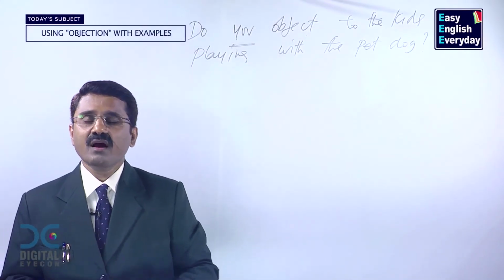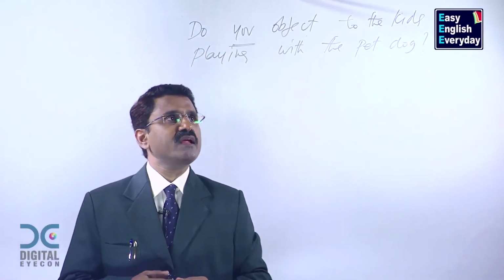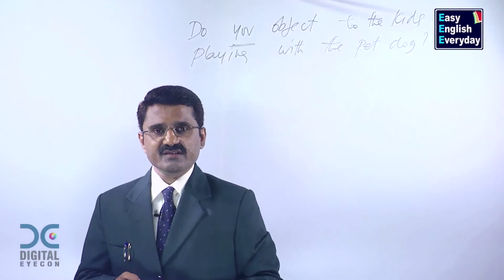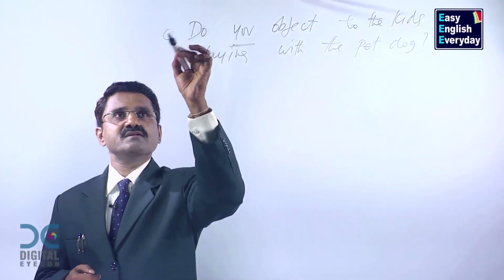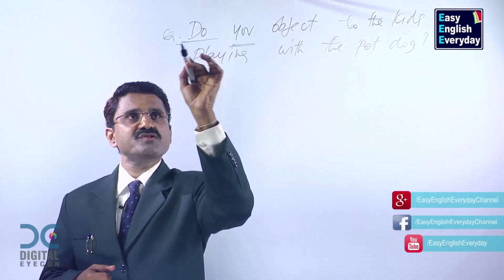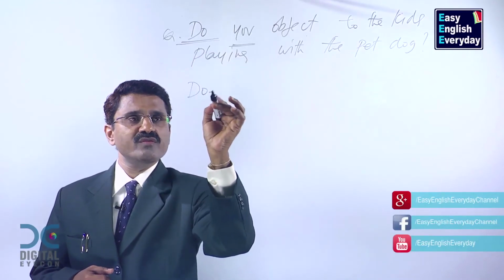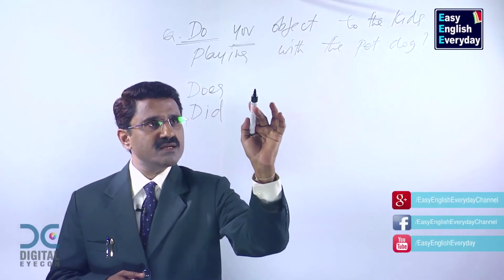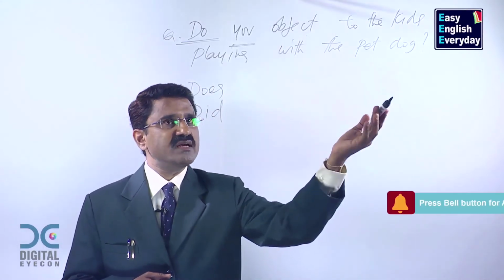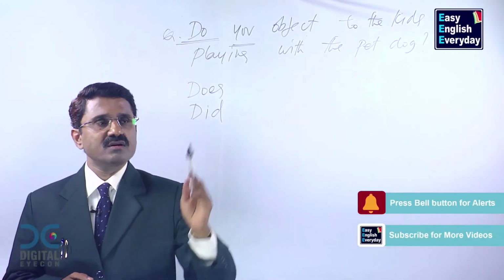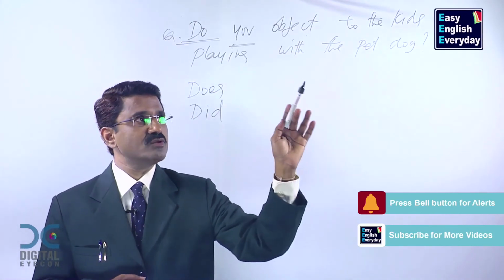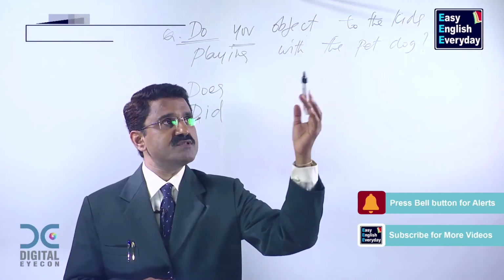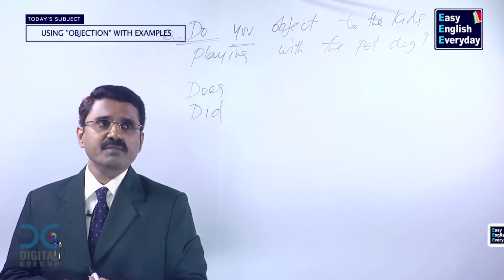This is the question. Do you object to the kids playing with the pet dog? Of course, I object to the kids playing with the pet dog. No, I don't object to the kids playing with the pet dog. Now the same question we can use it with does and did. Does mother object to the kids playing with the pet dog? Did mother object to the kids playing with the pet dog?